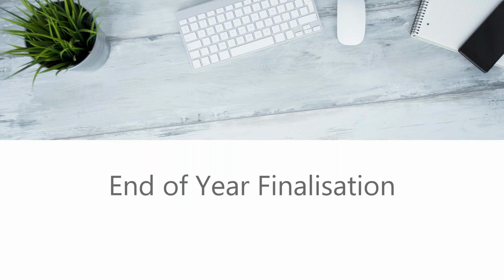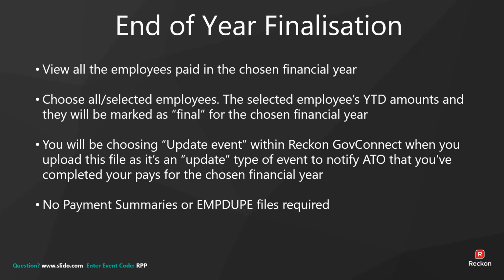So the end of the year finalisation process. How do we do the end of year finalisation process for GovConnect? When I'm in Payroll Premier and I go to process my single touch payroll reports like I did for each of the normal pay events, when I click the end of financial year button, it'll show all the employees that are being paid in the year, even terminated ones. So I then pick which ones I want.